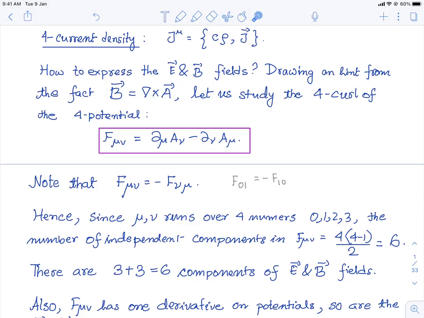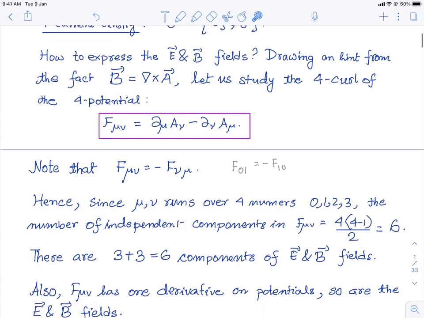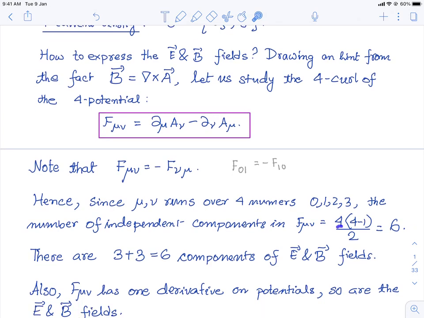So I can do that. I can of course do that. So if I think of this as a 4 cross 4 matrix, then the number of independent components in that matrix is going to be of course 4 into 4 minus 1 by 2. That's 6. There are 6 independent components of this quantity, which to start off with is just the curl of the 4 vector potential. Okay, so of course there are 6 such quantities.